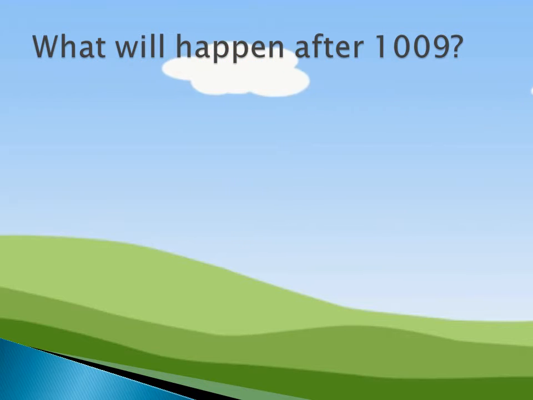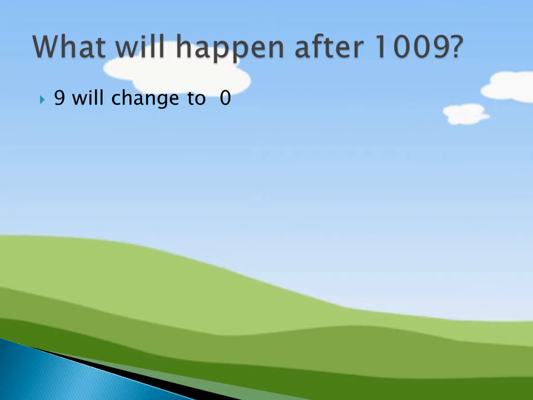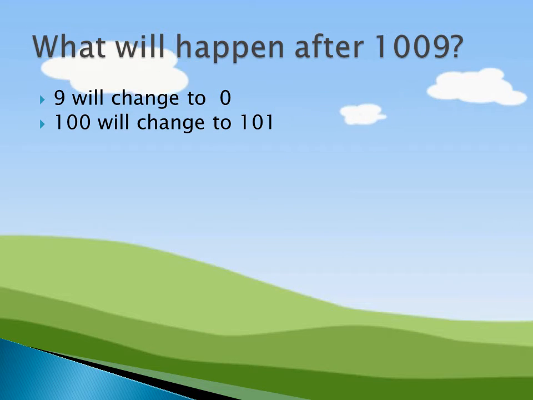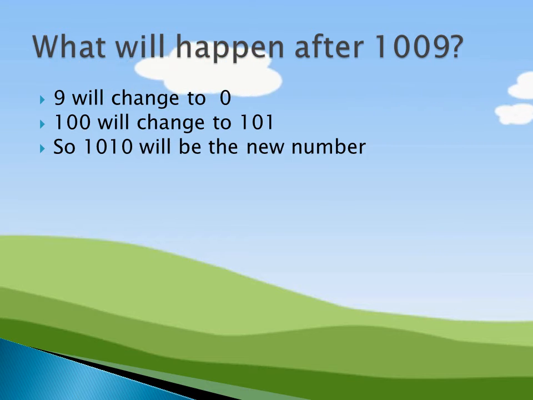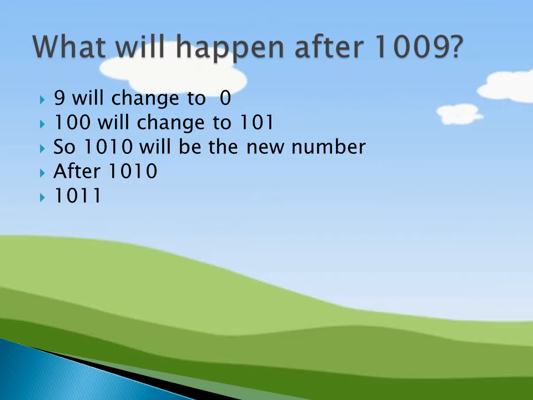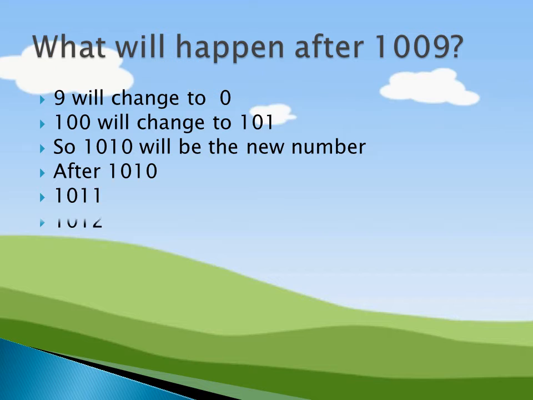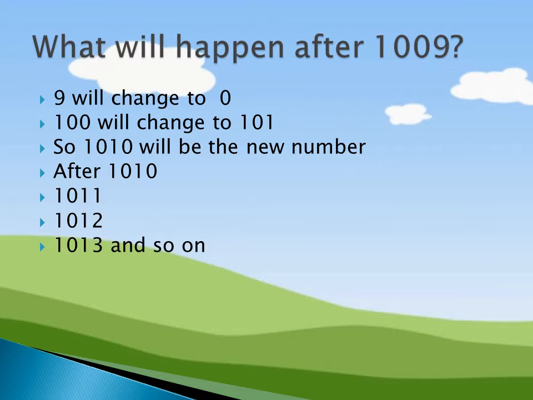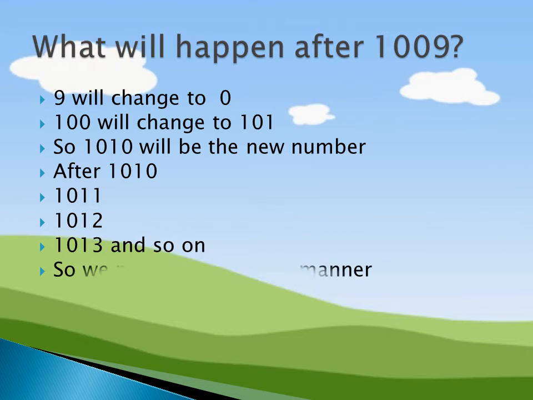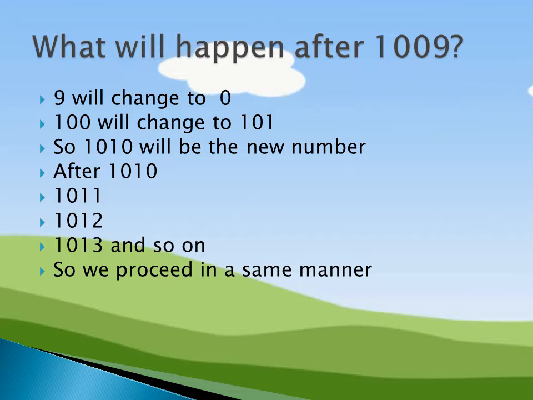What will happen after 1009? 9 will change to 0, and 100 will change to 101. So 1010 will be the new number. After 1010, 1011. What comes after 1011? 1012, 1013, and so on. So we proceed in the same manner.